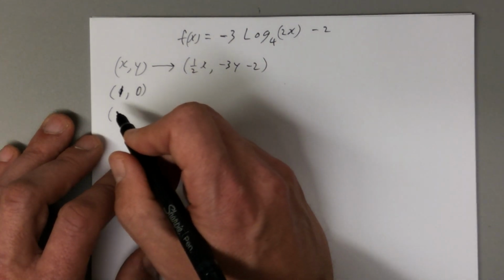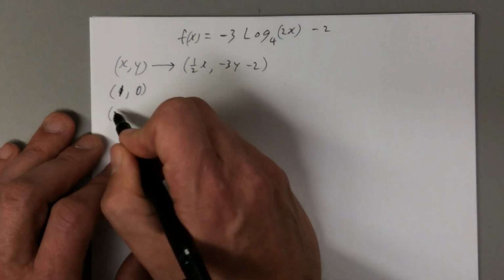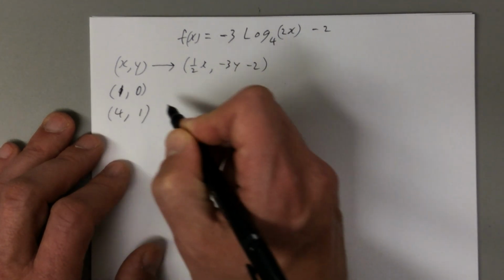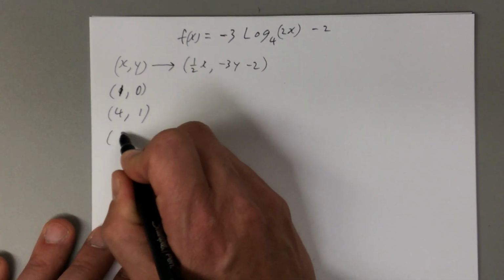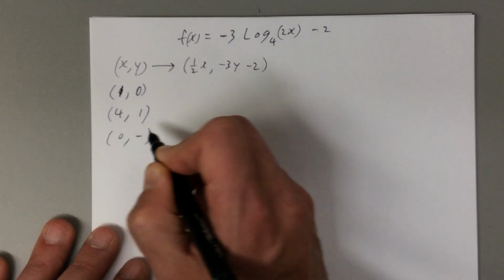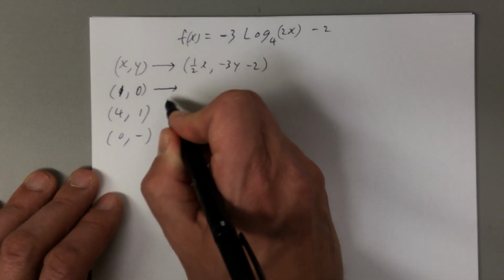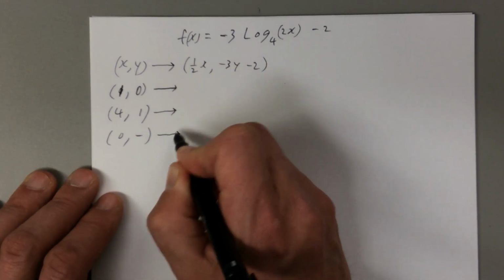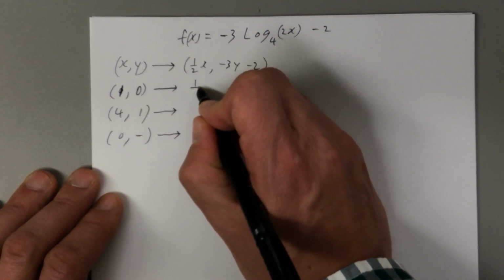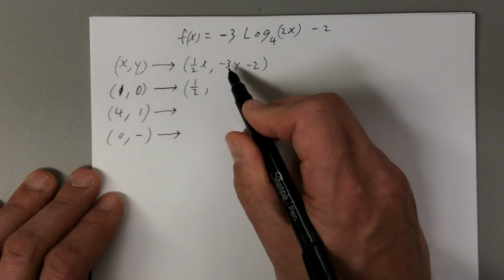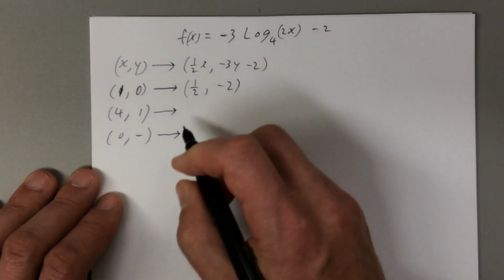And then a comma 1. A in this case is 4. It's 4 comma 1. Okay. And then 0 dash. Those are our key points. Okay. Calculate new points. So 1/2 of 1 is 1/2. And negative 3 times 0 minus 2, negative 2.